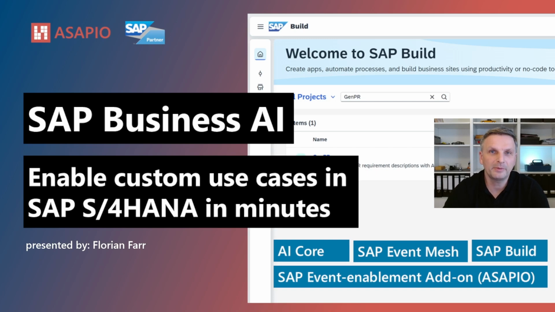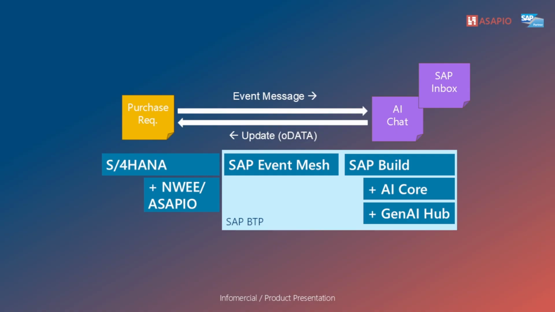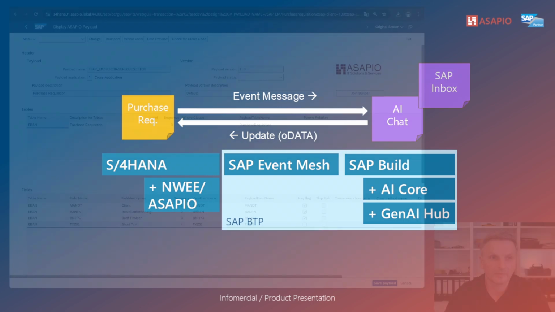It's about SAP Business AI and how you can use that in S/4HANA or basically every ERP business process you can imagine. We created a demo that uses S/4HANA and the event add-on from ASAPIO in its SAP version to send out a purchase requisition item into a build process workflow so that the user can interact with an AI to optimize the short description of this purchase requisition.